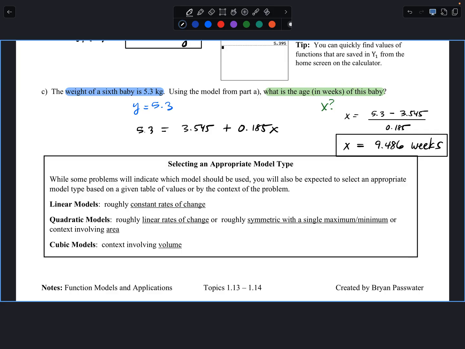If I give you a table or a situation, how do I know what type of model it is? For a linear model, you're in pre-calc, so think about lines. The slope is constant. The slope everywhere is like 1/4 or -5 or whatever. It's a constant rate of change. So linear models roughly have constant rates of change.